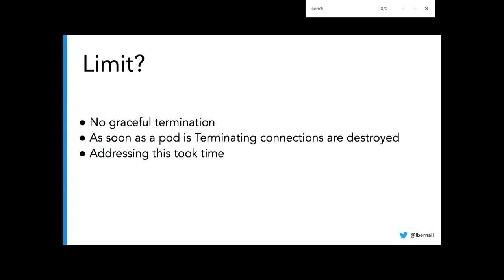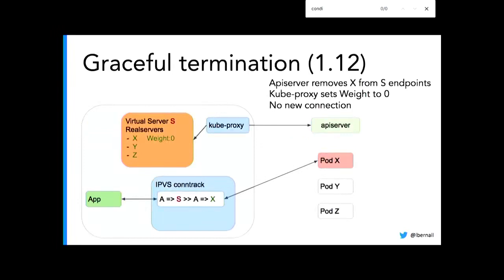Addressing this took some time, but we had an implementation of graceful termination in Kubernetes 1.12, and the way this works, if you're familiar with IPVS, is pretty logical. When a pod is set to terminating mode, we update the weight of the real server to 0. So no new connection will be established to this backend, but established connections are still going to work. So this works a lot better.